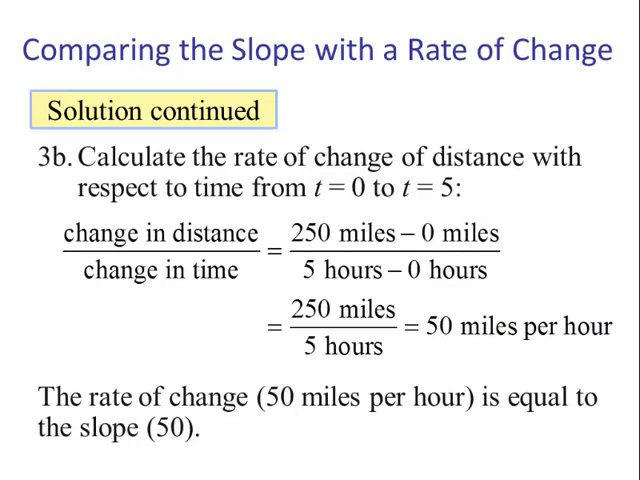Now if we pick a second set of points, say when t equals 0 and t equals 5, we have the change in distance, 250 minus 0, over the change in time, 5 hours minus 0 hours. We have 250 miles over 5 hours, which is 50 miles per hour. And again, this is equal to our slope of 50.